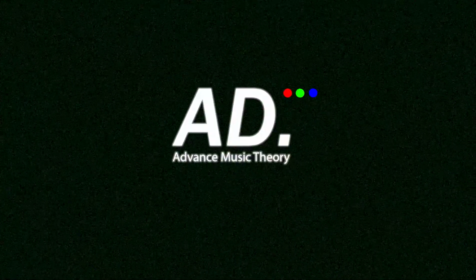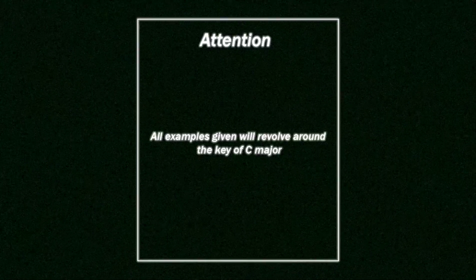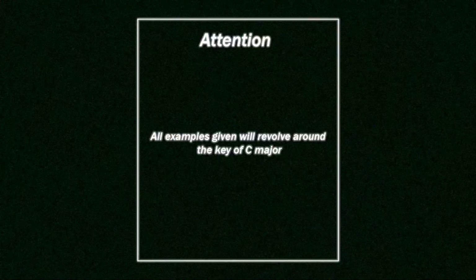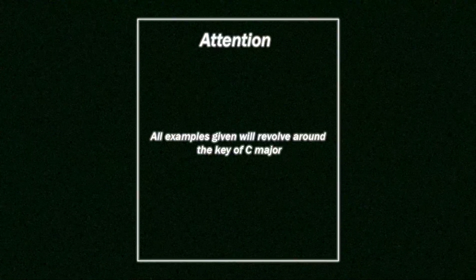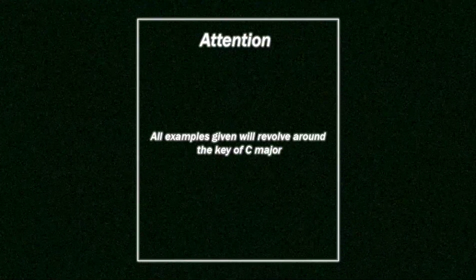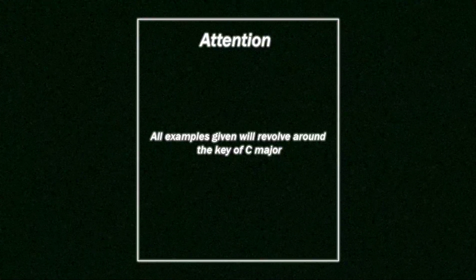We'll be looking at poles, reharmonization, secondary dominants, passing diminished chords, tritone substitution, and subdominant minor functions. If this is your first time watching, I encourage you to grab a pen and paper to take notes with. And I would like to remind you that all the examples given will revolve around the key of C. So, without further ado, let's get started.